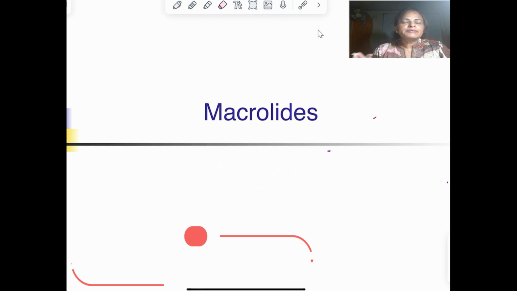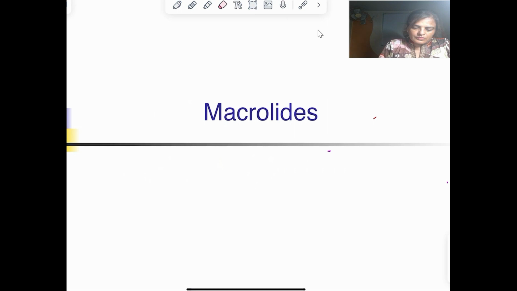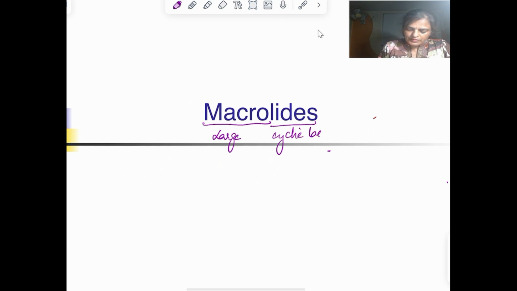Macrolide, as the name suggests, macro means large. So there is a large cyclic lactone ring in their structure. That's why it is named so. And along with that, it is attached with the sugar.